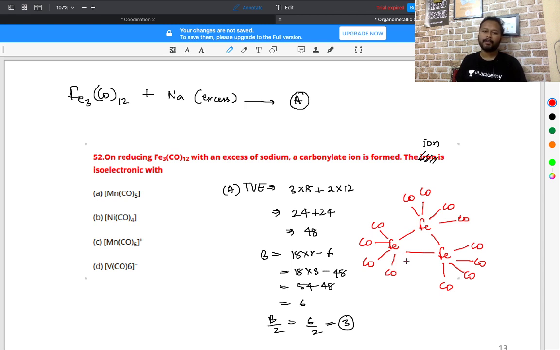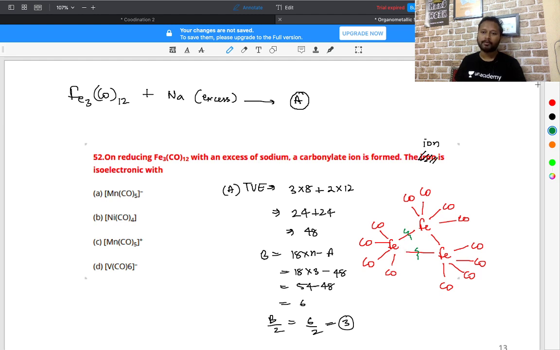Now, if you react it with excess of sodium, what will happen? See, whenever a reaction happens, remember this point, that whenever you have a reaction with some organometallic cluster having metal-metal bond, always your metal-metal bonds will break. Yeah, so always your metal-metal bonds will break, and that is going to give you the required complex.